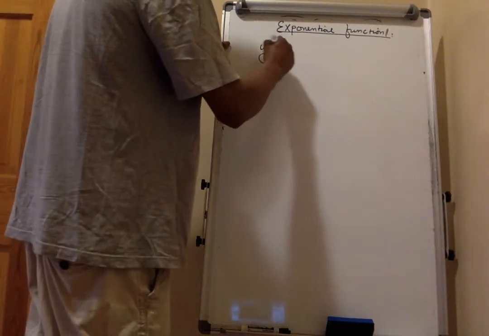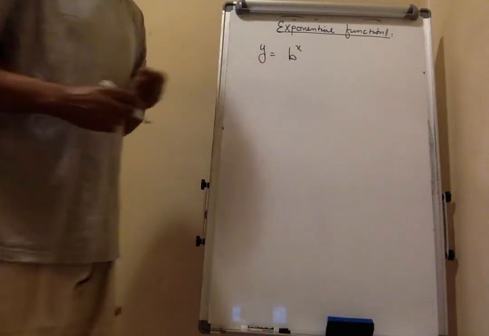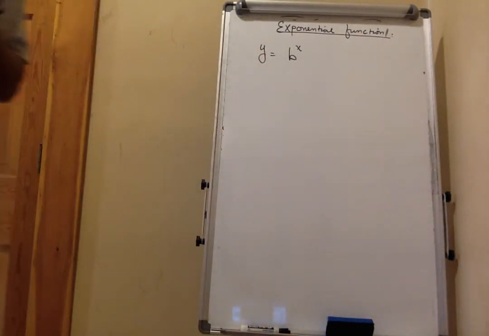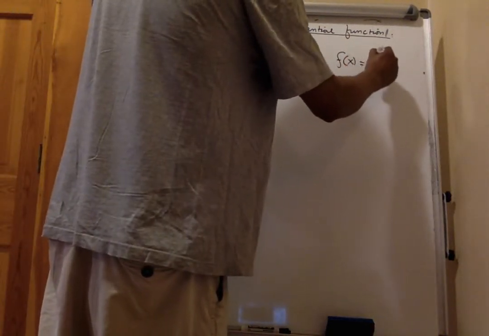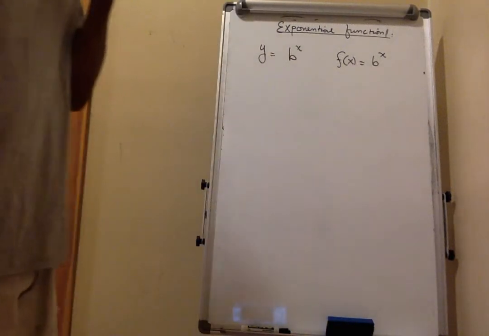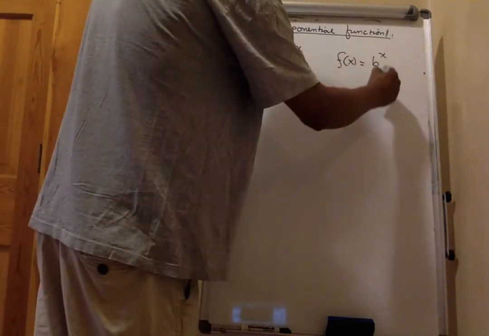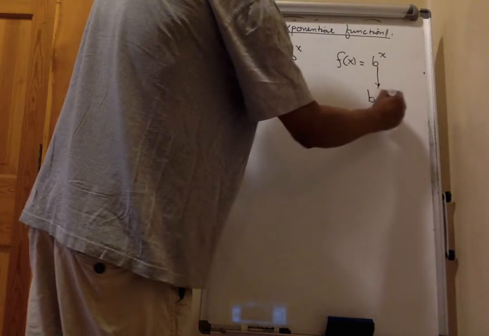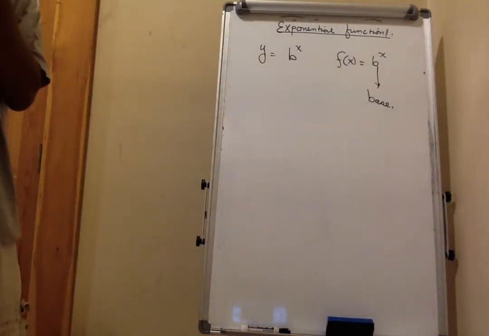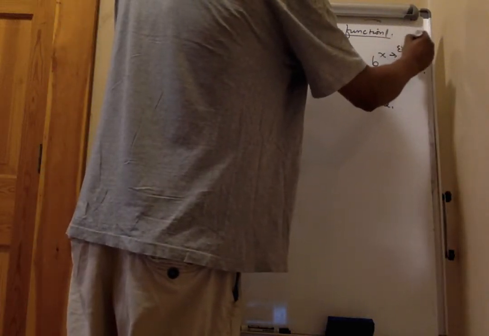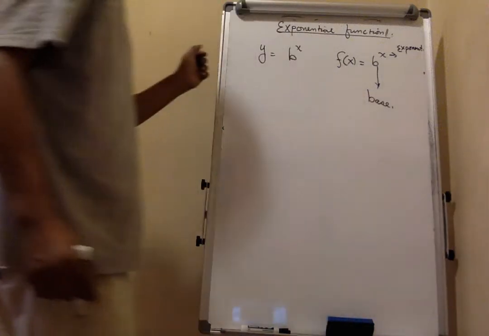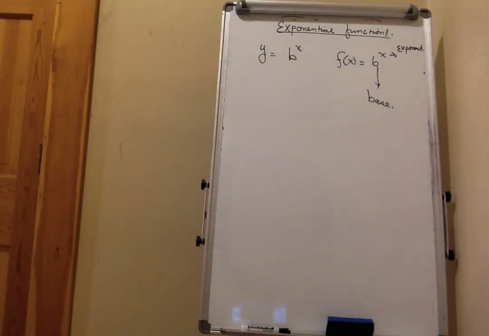Suppose the function is y is equal to b to the power of x, or we say f of x is equal to b to the x. This is what we call the base of the exponential function, and x is the exponent. Okay. So now let's look at what this particular function looks like in a graph.